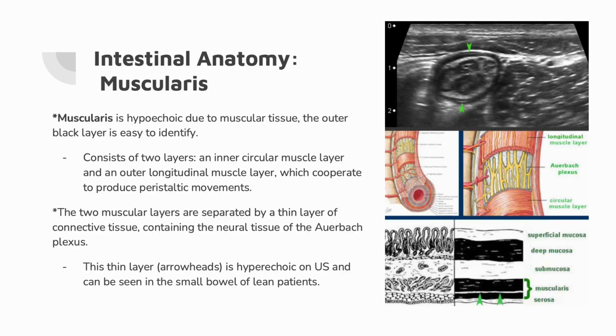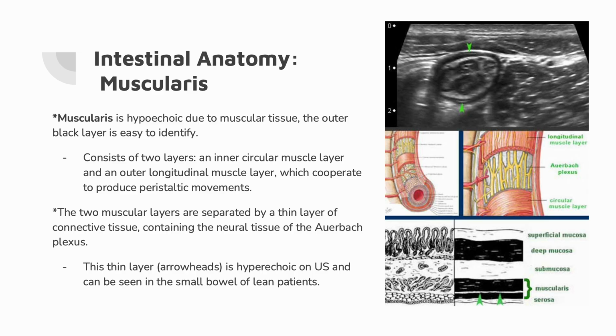The next layer is the muscularis. This is a hypoechoic layer due to muscular tissue. So you can see the outer black layer is very easy to identify on the intestinal ultrasound, which is seen on the right side. The muscularis layer consists of 2, an inner circular muscular layer and then an outer longitudinal muscular layer. And these coordinate with each other to produce peristaltic movements of the intestine.